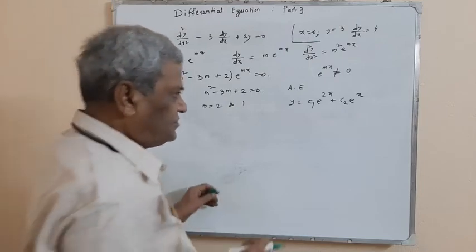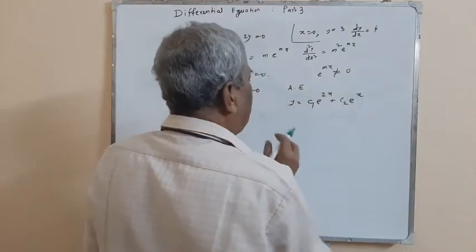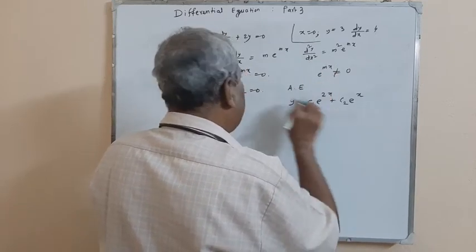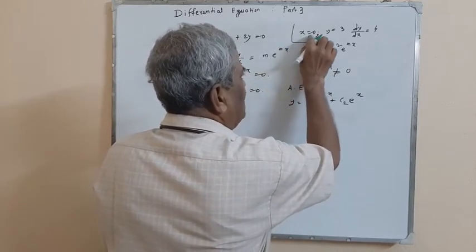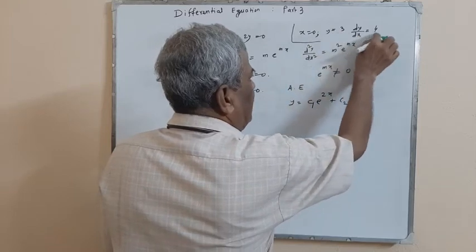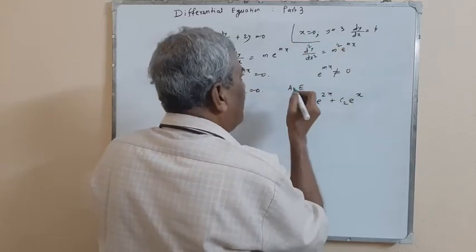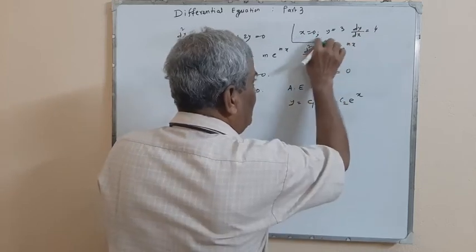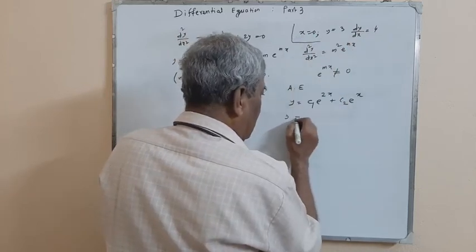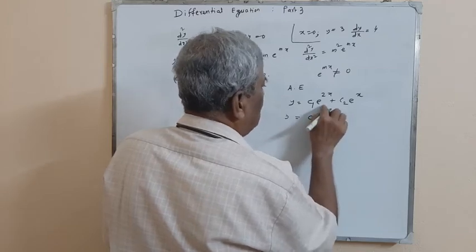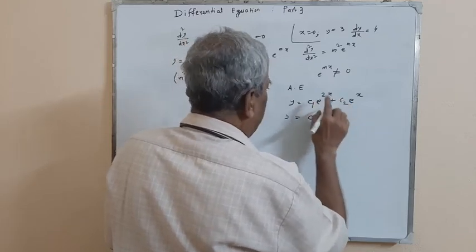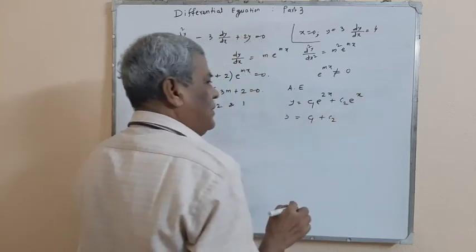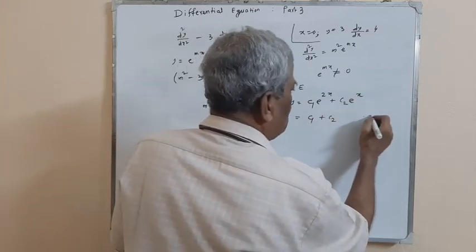Now how to obtain the particular solution? We have to put in the values x is equal to 0, y is equal to 3, dy/dx is equal to 4. Putting x is equal to 0 and y is equal to 3, we get 3 is equal to c1 e to the power 0, which is 1, plus c2 e to the power 0, again 1. So c1 plus c2 is 3.